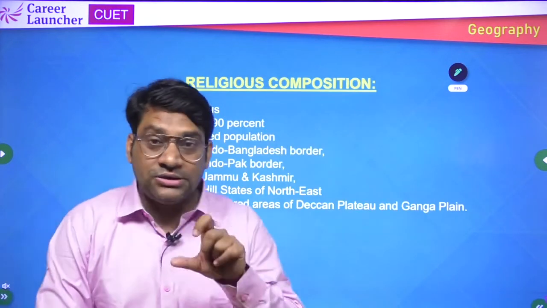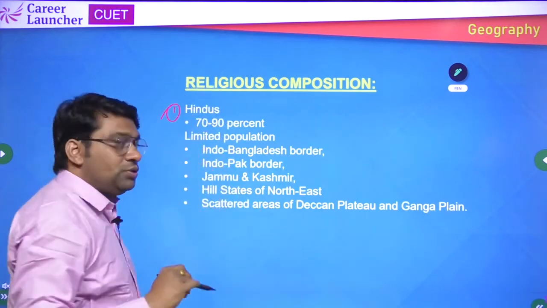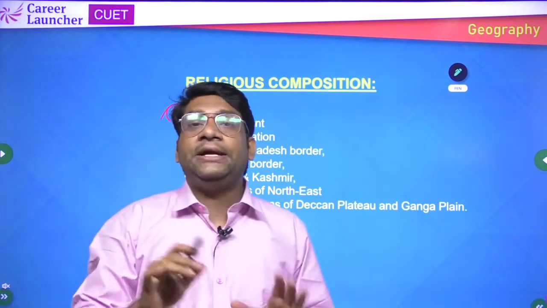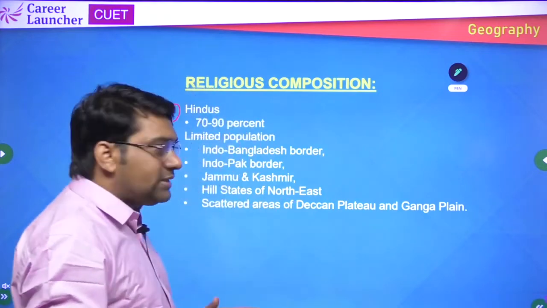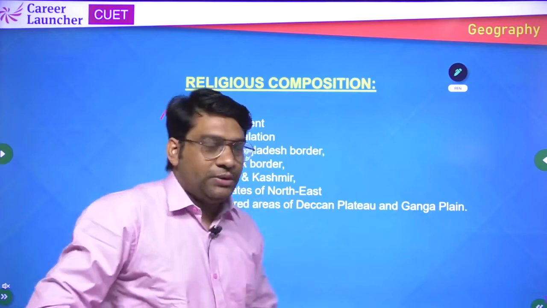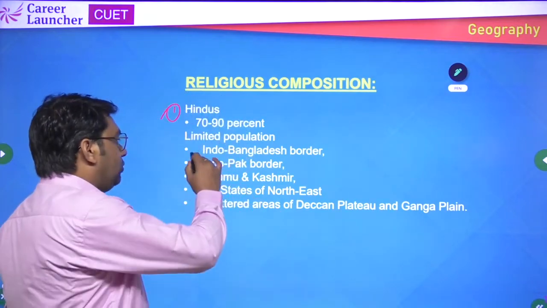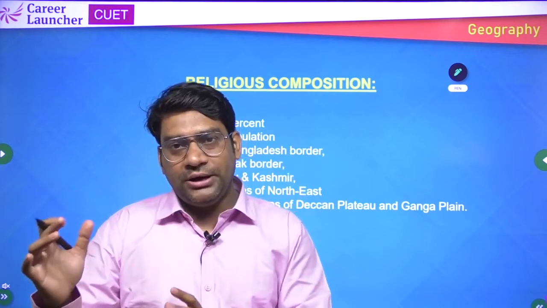Then we have a religious composition. In religious composition, we'll talk about the Hindus. Hindus are a total of 70 to 90% of the population, we can say, in our country. That's why our country is called Hindustan. There are some places in India where the Hindu community's population is very low, like the Indo-Bangladesh border. That was East Pakistan. Along the Indo-Bangladesh border, like you see Bangladesh, then Assam, then you see Meghalaya, Tripura.